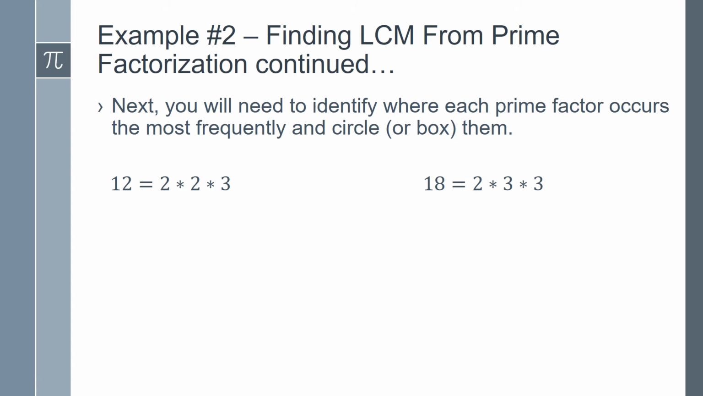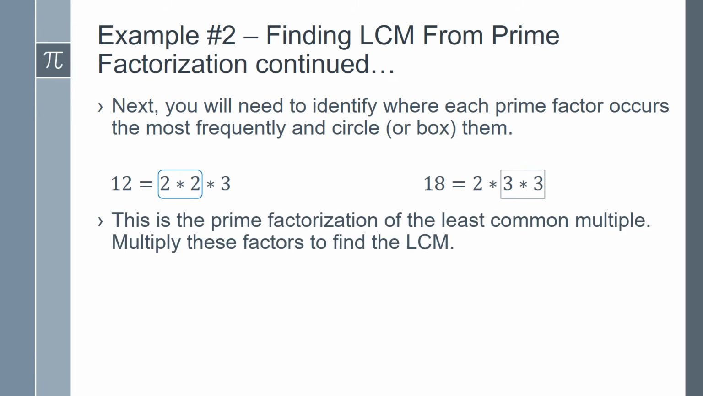Our next step is to look at each of the prime factors individually and identify where it occurs the most frequently. Then we will circle or box that prime factor. So if we start with 2, we see that it occurs twice in the prime factorization for 12, but only once in the prime factorization for 18. So we will box the two 2's in the prime factorization for 12. Now let's take a look at 3. 3 occurs once in the prime factorization for 12, but twice in the prime factorization for 18. So we will box the two 3's in the prime factorization for 18.